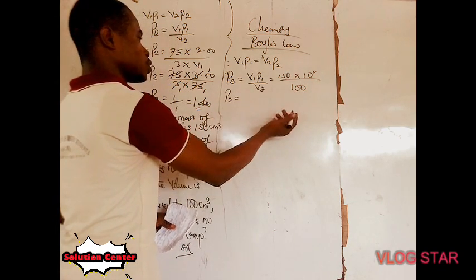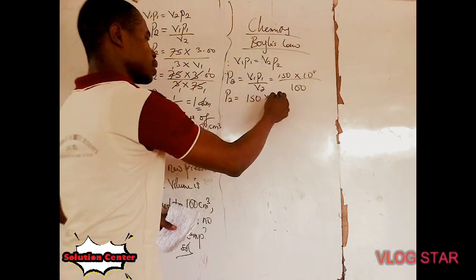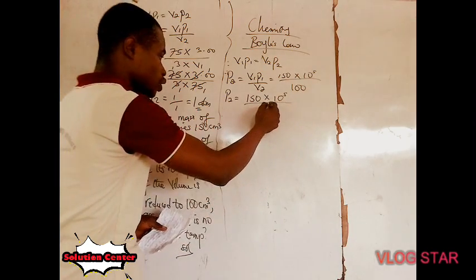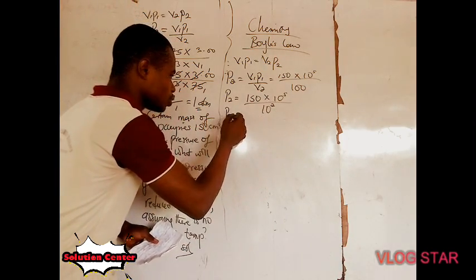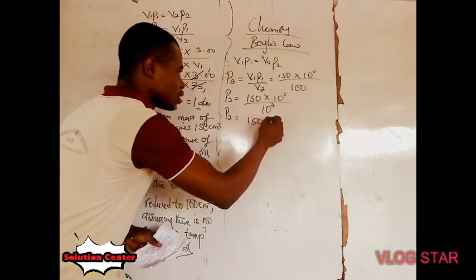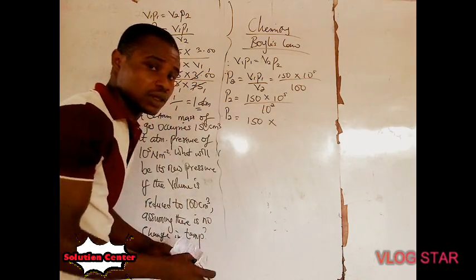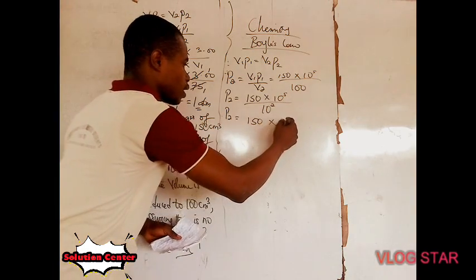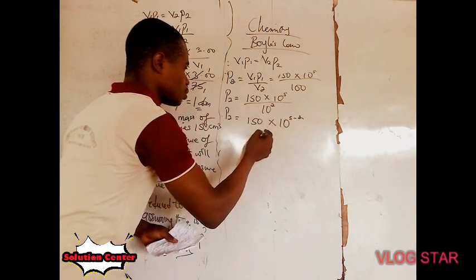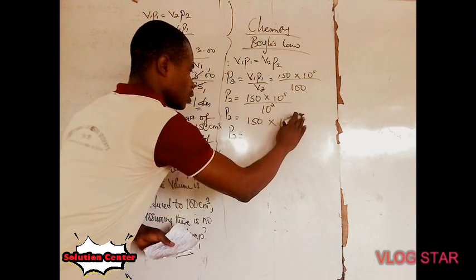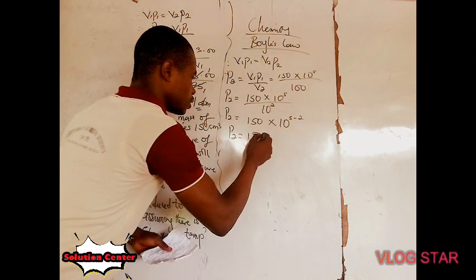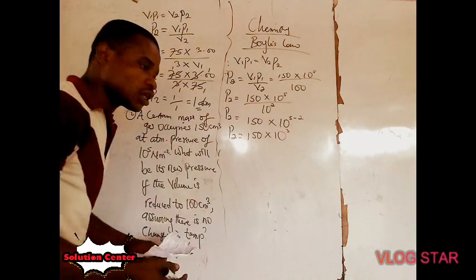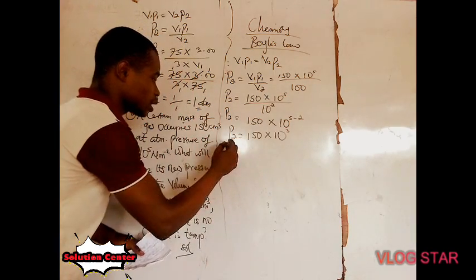P2 here will be equal to 150 times 10 raised to the power 5 all over 100. Change the 100 to standard form to give you 10 raised to the power 2. So P2 is equal to 150 times, according to the laws of indices, the bases are equal, therefore the powers should be subtracted. We have 10 raised to the power 5 minus 2, which will give us 3.